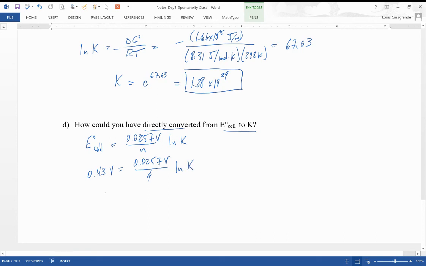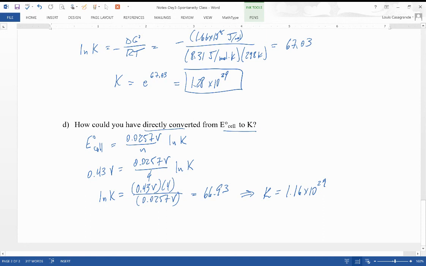So rearranging everything, the natural log of K is equal to 0.43 volts times those 4 electrons divided by 0.0257 volts. So there's where the volts cancel out. And that equals 66.93. And so the K is equal to 1.16 times 10 to the 29th.